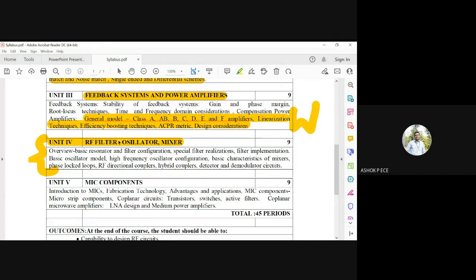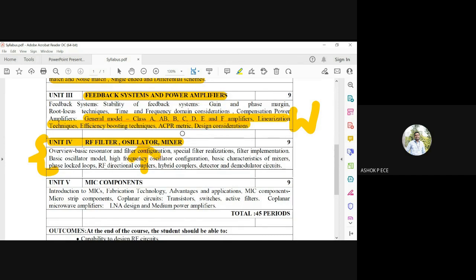Filters are going to allow only one particular range of frequency, and it is going to block the remaining range of frequencies. So different types of filters: low pass, high pass, band stop. So all these filters are going to be RF filters. Oscillator, any circuit which generates oscillations without any AC input, it is going to be oscillators.